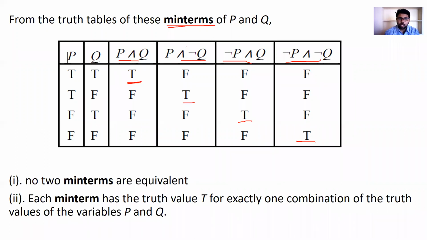Each minimum term has the value true for exactly one combination, and for all the remaining combinations we are going to get false, for two variables.